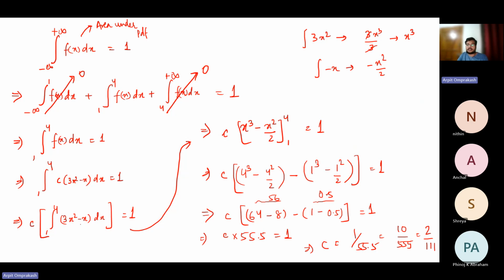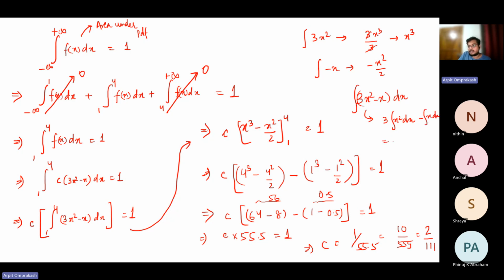So if you do the integration, you have 3x square minus x dx. If you do this integration, you can basically separate it out. So you have 3x square dx integration minus x dx integration, right?